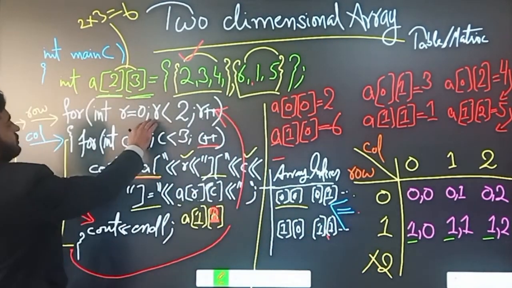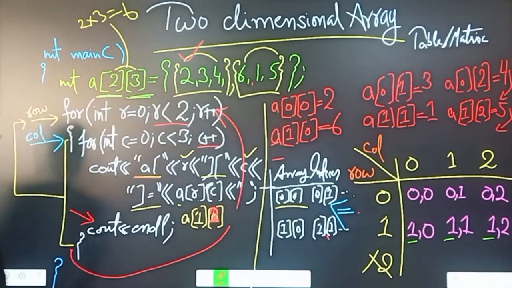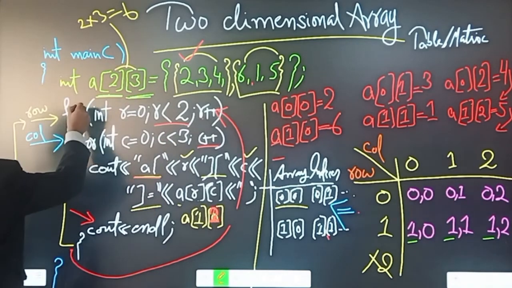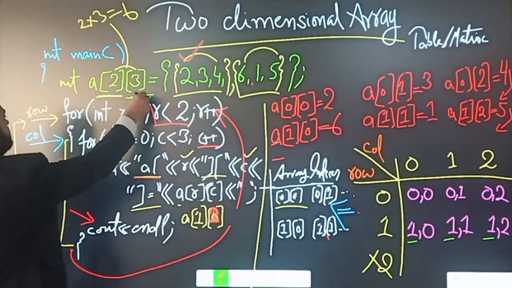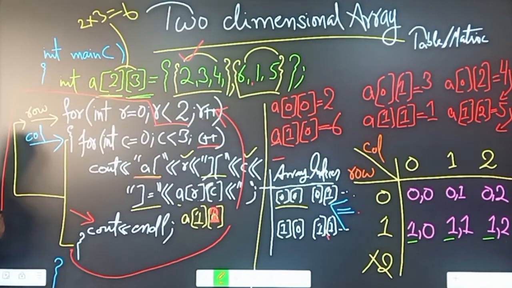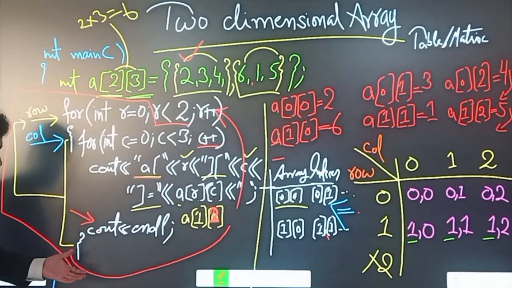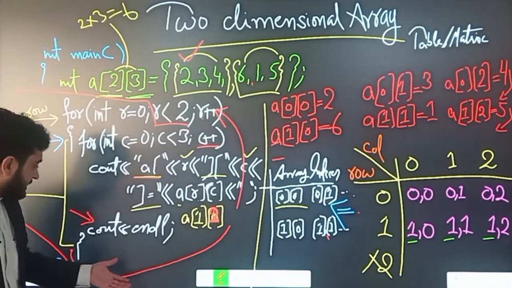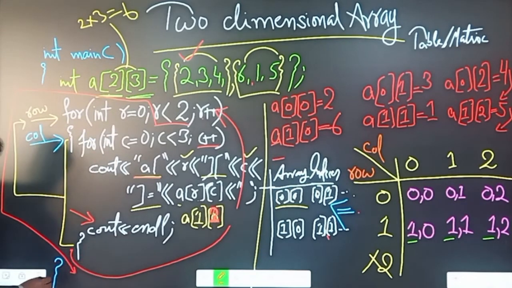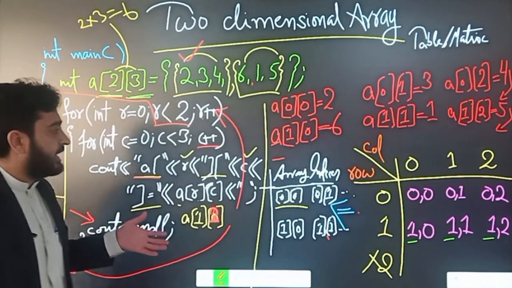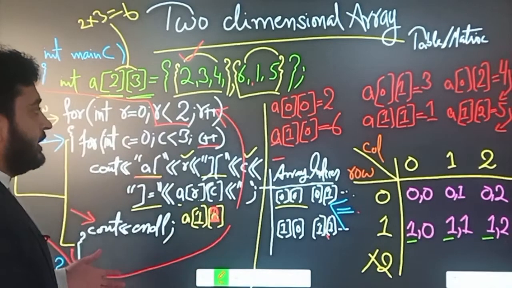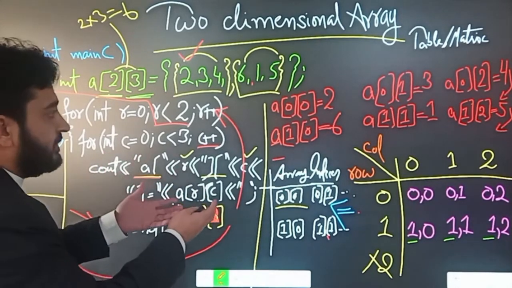So this condition will become false, and the execution will straight away jump out of the body of the outer for loop. As there is no statement, or you may write a return statement here, that statement will be executed and your program will be halted here. So this is how we can access the elements inside the array.